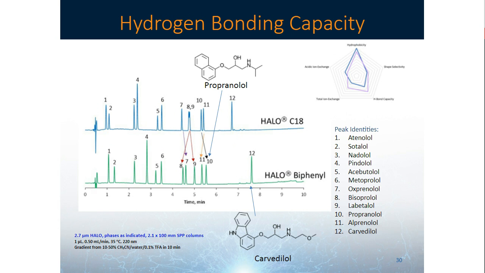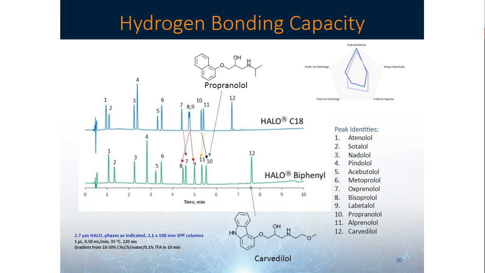And then next I'd like to show a hydrogen bonding capacity example between a Halo C18 column and a Halo biphenyl column. So again, the top right corner is showing us the Tanaka plots, and we can see the C18 trace in blue and the biphenyl trace in lavender, and you can see that there's more hydrogen bonding capacity for the biphenyl phase, which would mean there would be more available silanols to help with the separation.